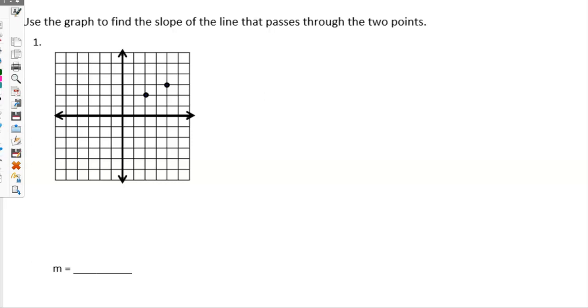Hello and welcome back. In this video, we're going to look at actually finding slope, and we're going to do that from using a graph. So we see we have 2 points. I recommend starting with a point that is the farthest to the left, and then figure out how do we move to the next one.